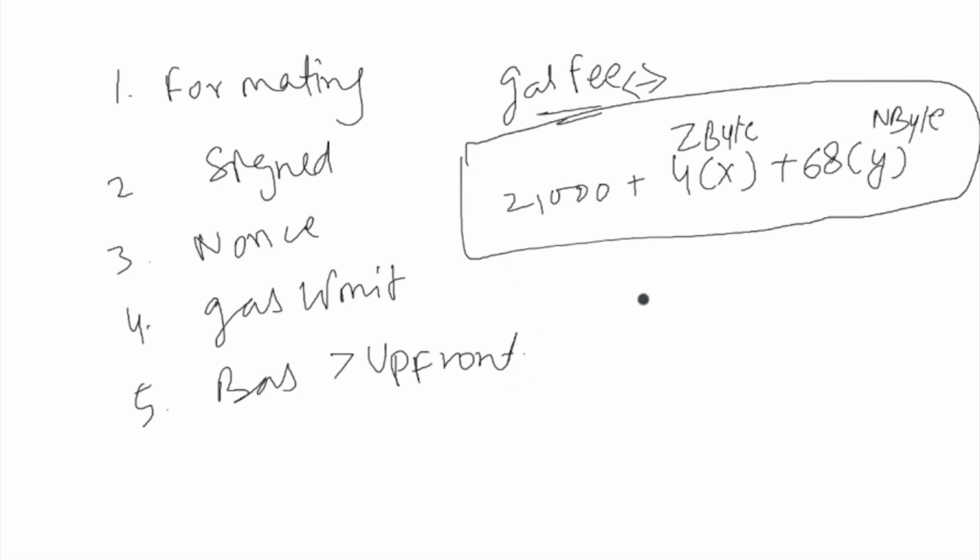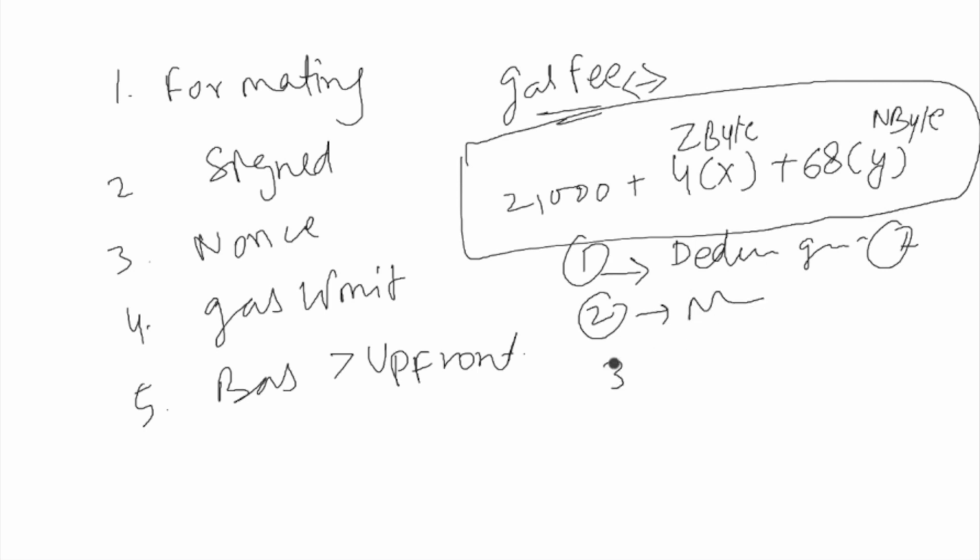Now when we do the process, while doing the process, the deduction of gas fees, or the upfront payment, will happen first, then it will increase the nonce. Okay, and it will do the operation, whatever the operation is. Okay, now finally it will update the account state, or the state.